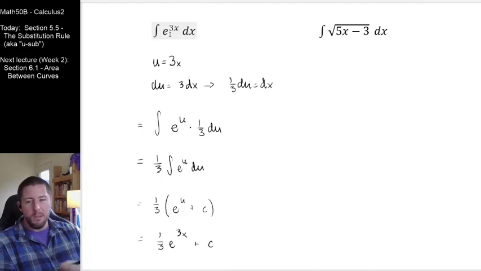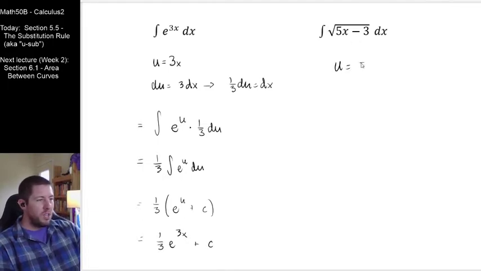Very similar to this next one. This next one's a smidge hairier, but not by a whole lot. Again, I can see that I've got an expression underneath the square root. I don't quite know what to do with it, but since it's only constant multiples that are being affected, let's just call u 5x minus 3. In this case, du would just be 5 dx. The integral of this expression is just 5. It's all right there. I stuck my differential term dx right there as we've been doing.